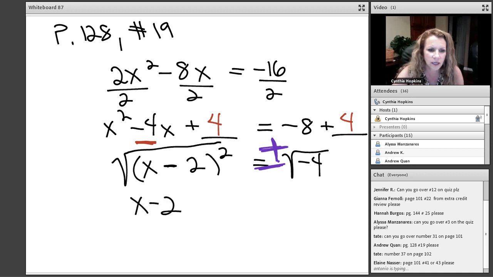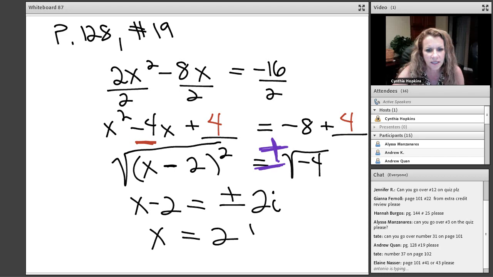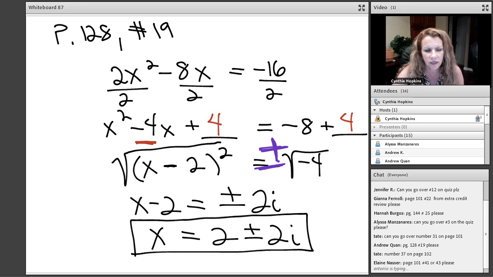I get x minus 2. On this right side of my equation, I have my plus or minus, and then the square root of negative 4 is 2i. So then I want x all alone. I'm going to add 2 to both sides, and then I write my plus or minus 2i, making sure that any complex answers are given in a plus bi form, and these are. So there are your 2 answers.